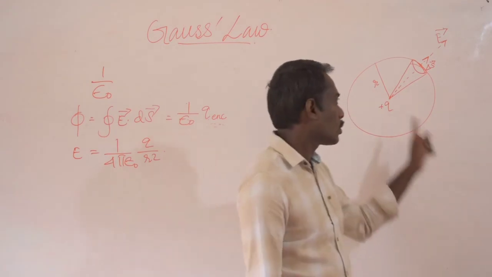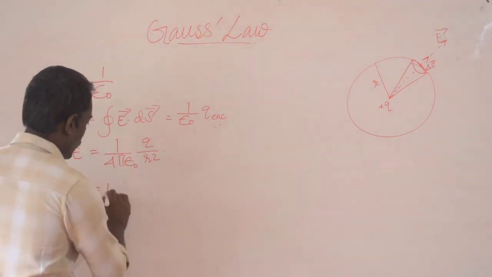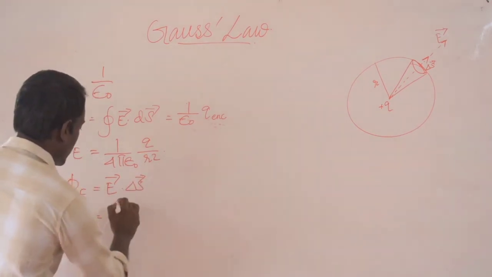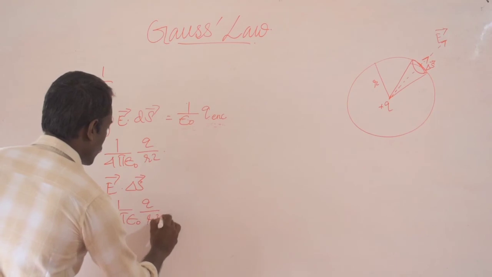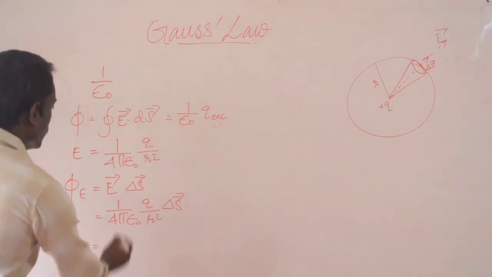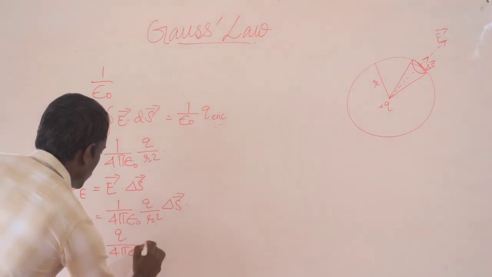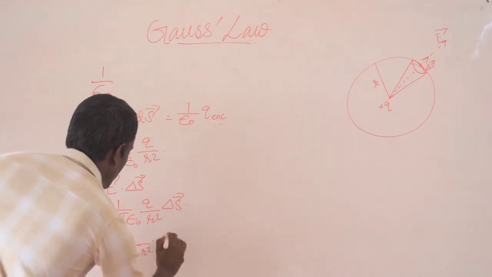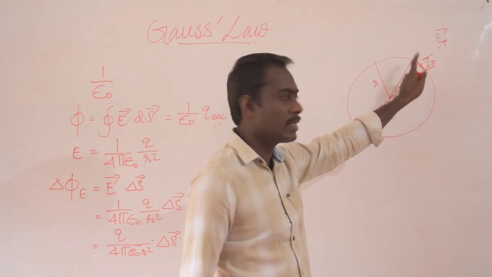The electric flux through this area element, phi E, is equal to E into delta S. What is E? 1 by 4 pi epsilon 0 into Q divided by R square into delta S. So that is equal to Q divided by 4 pi epsilon 0 into R square into delta S. Delta phi, that means electric flux through the small area element delta S.